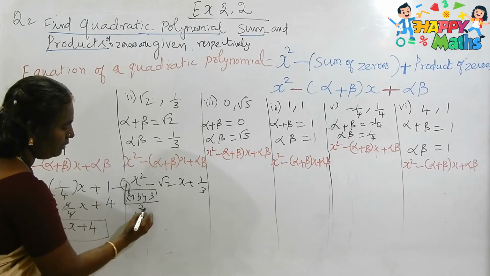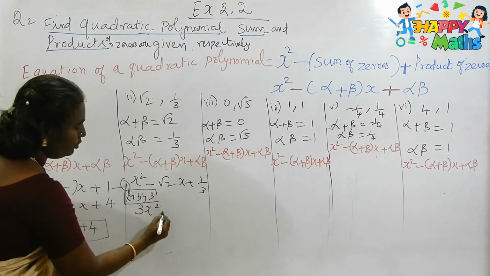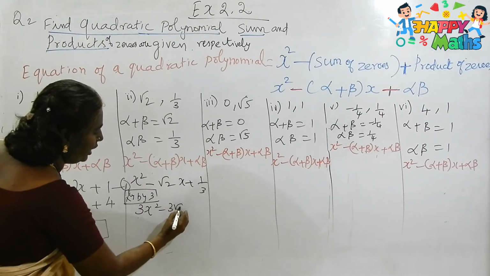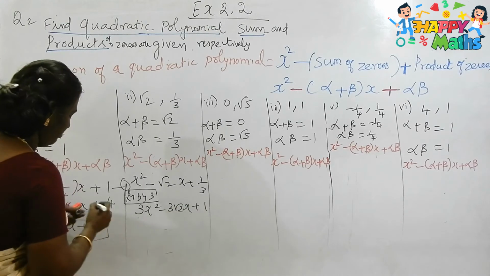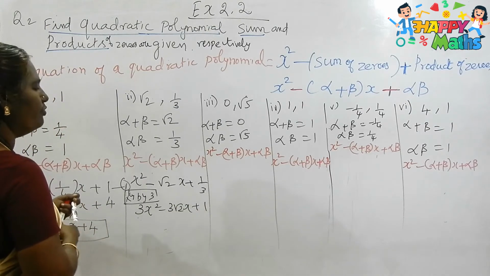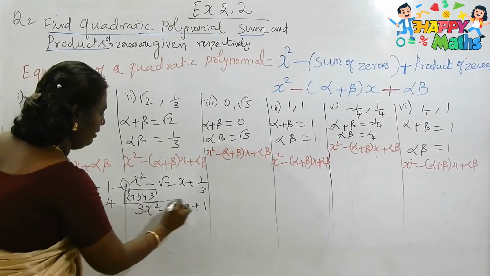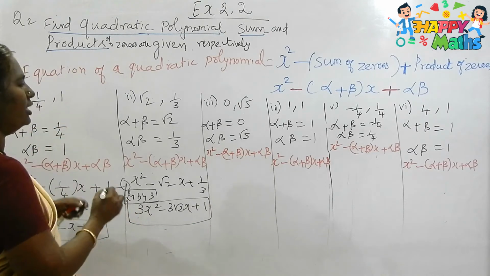This x square will become 3x square. This root 2x will become minus 3 root 2x. This 3 will go up, so it will become 1. This is my exact answer. This is only my final answer. This is only my quadratic polynomial.